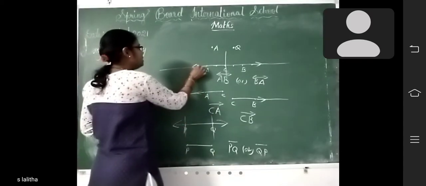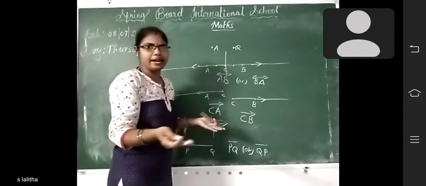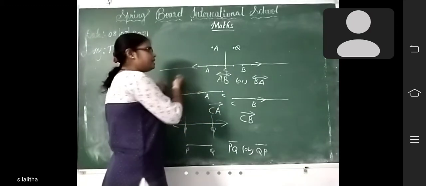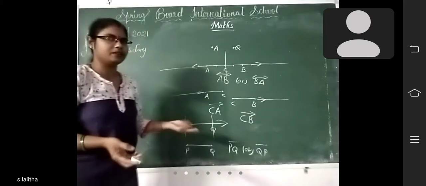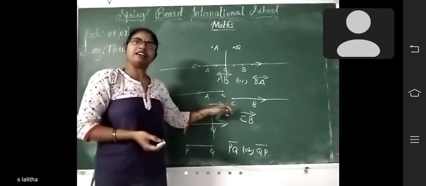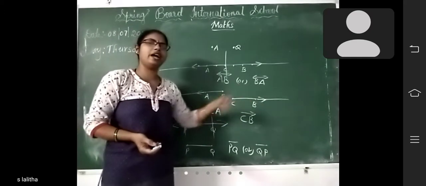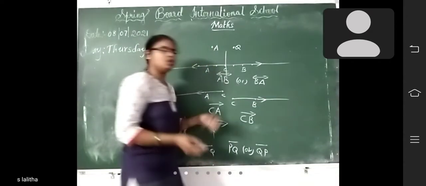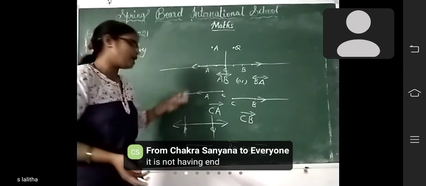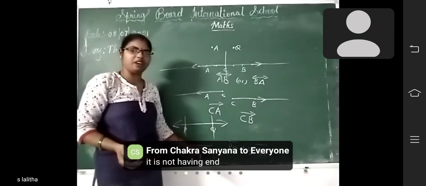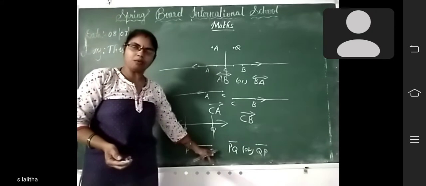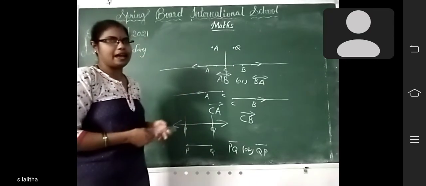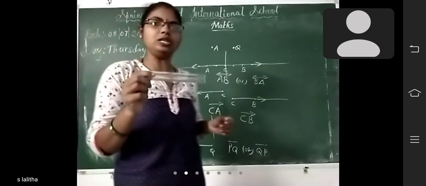Because a line has no end and no starting point, so you can extend both sides, and we can't measure. A ray has a starting point but no end, so we can extend this side and we can't measure. But you have to measure a line segment, because it has a starting point and an ending point. So you have to measure a line segment with a ruler, okay, children?